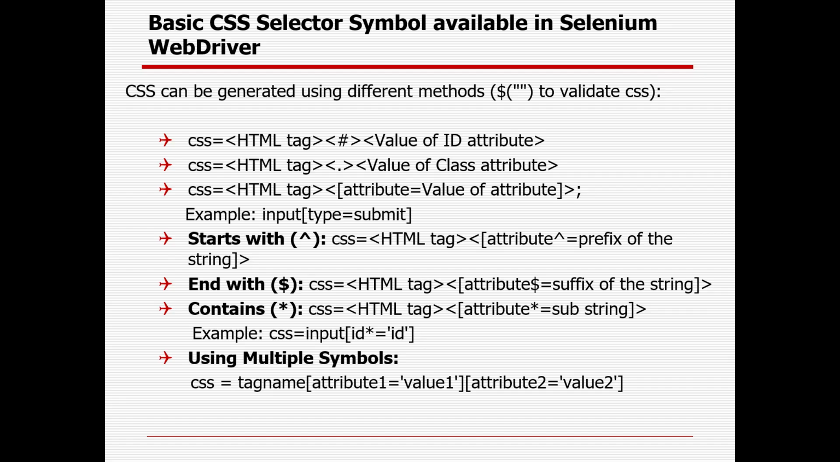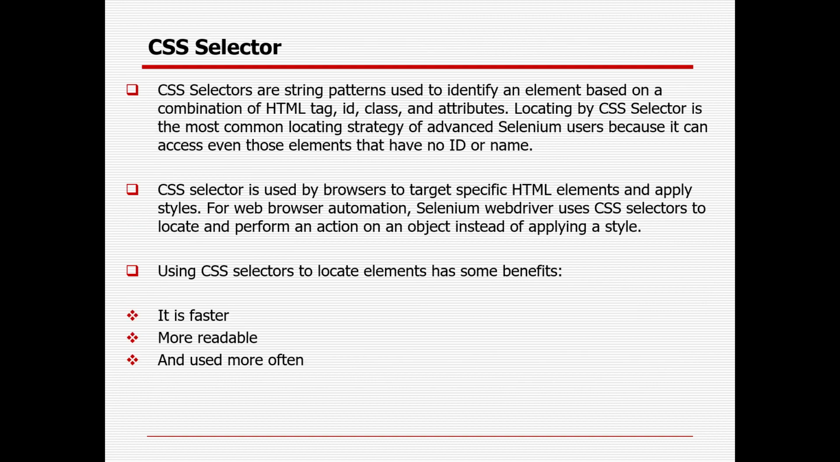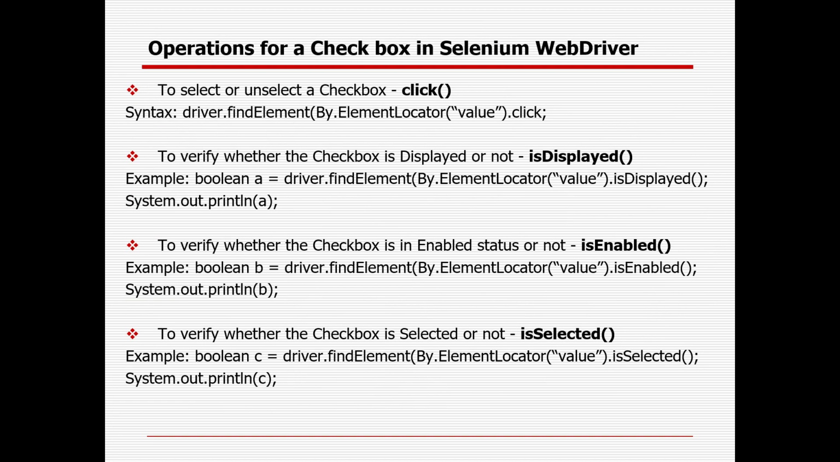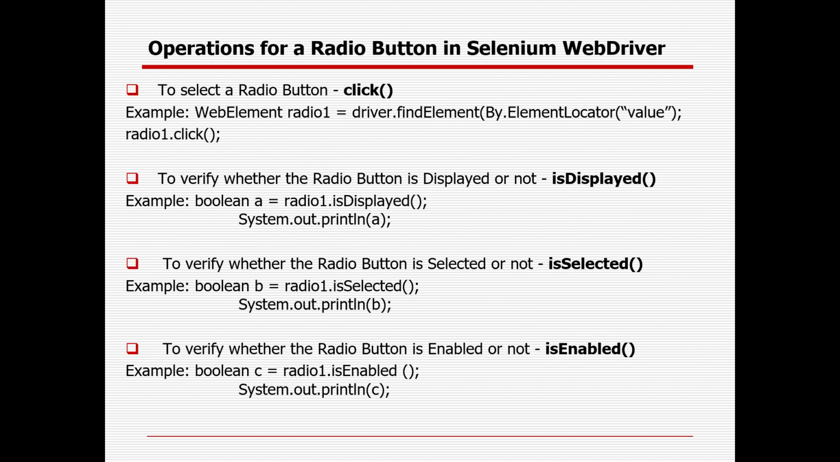Okay. So those are the different topics. I'll repeat once more before wrapping up. Images: in case it is clickable, we can click it, but in case it's static, we can get the different properties, the attribute values, with the help of the getAttribute method. You need to use XPath or CSS to identify the element first. Then checkbox and radio button: you can validate whether it's displayed, enabled or selected, then you can click.